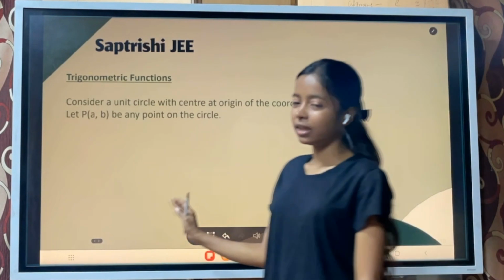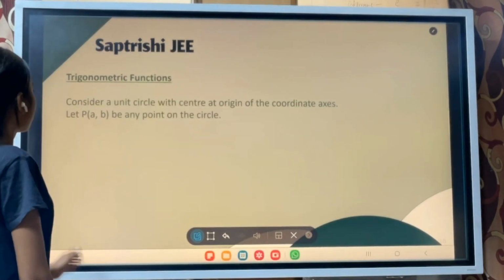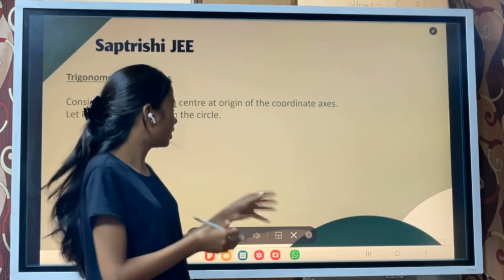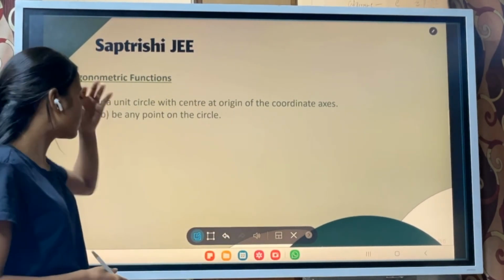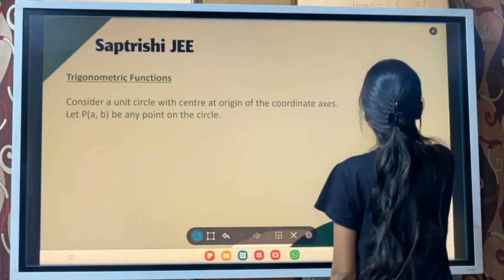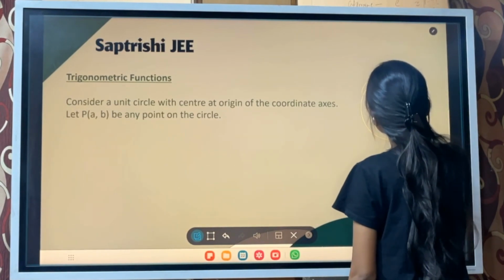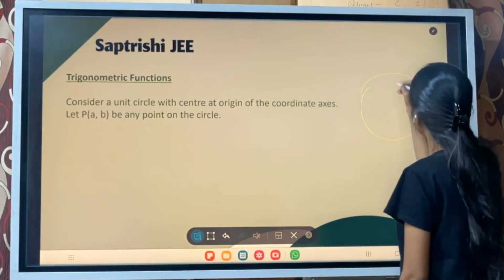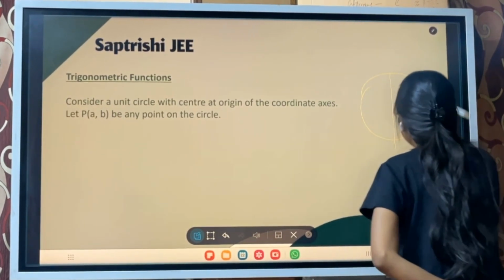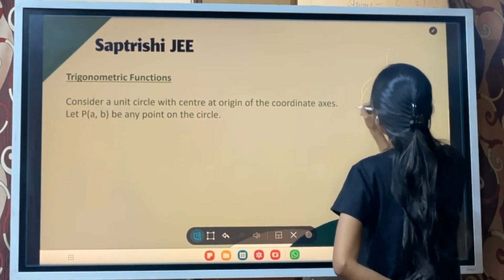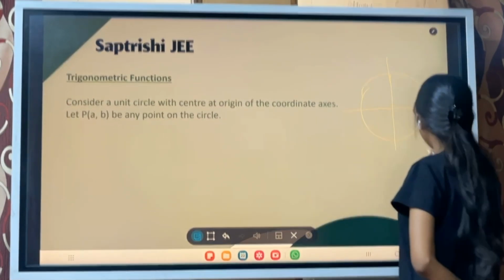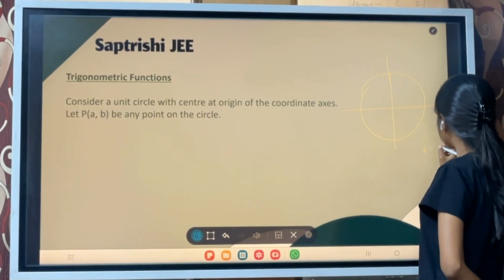I will explain with a complete diagram, and it is just written part here. So let's start the explanation. Please make the notes for this. Let's consider the unit circle. Unit circle means, as I already said in the last class, a circle with radius 1. In a unit circle, what is the radius? Radius is 1.